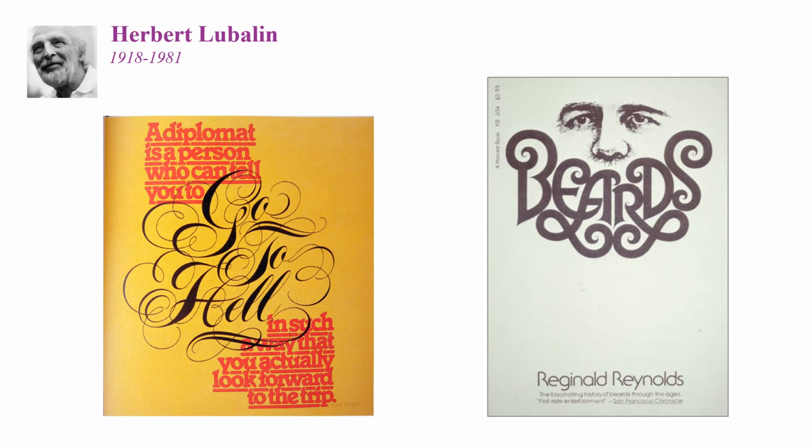So these are two different posters that he did. The one on the left is a little hard to read, but it says, "A diplomat is a person who can tell you to go to hell in such a way that you actually look forward to the trip." So it's a little tongue-in-cheek, right? He uses this very elaborate script font to write out "go to hell." So again, a message that looks really flamboyant and elegant and refined actually ends up being snarky. So he's using type to be funny, right? To be ironic.